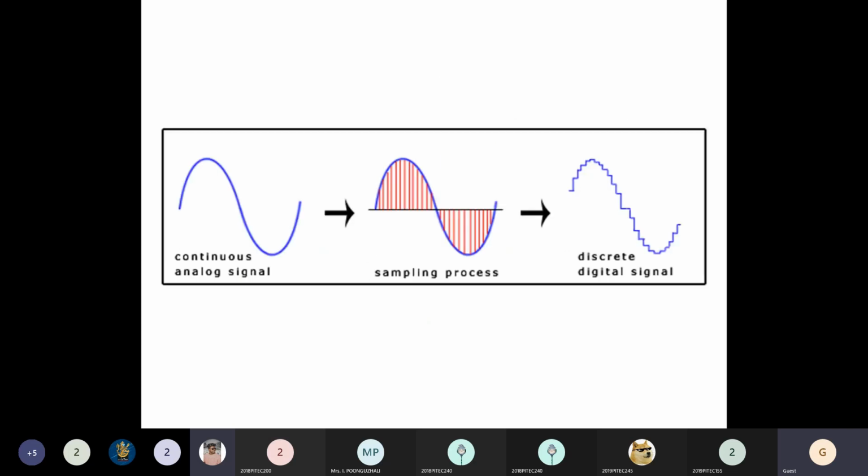Then sampling. The first step involved in analog to digital conversion is sampling. Here the continuous analog signal is converted into a discrete digital signal. By taking these samples, we can convert a continuous analog signal into a discrete digital signal.